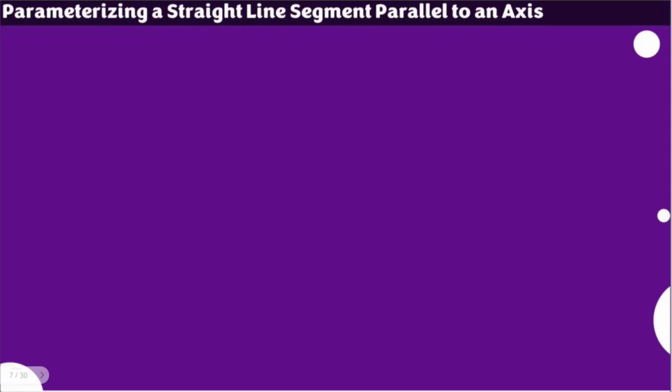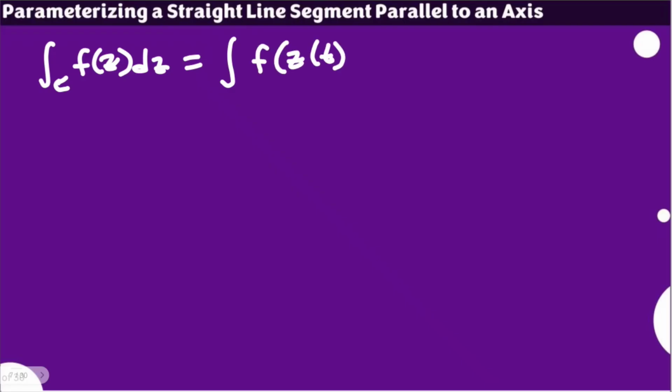What if our straight line path is parallel to an axis, the x-axis and y-axis on the complex plane? How do we parameterize, or provide the parametric form of, your function to be included in the integral form? We know that the integral along your path C of your function f(z) dz is equivalent to the integral of f(z(t)) times the derivative of z(t) with respect to t, dt, from a to b.